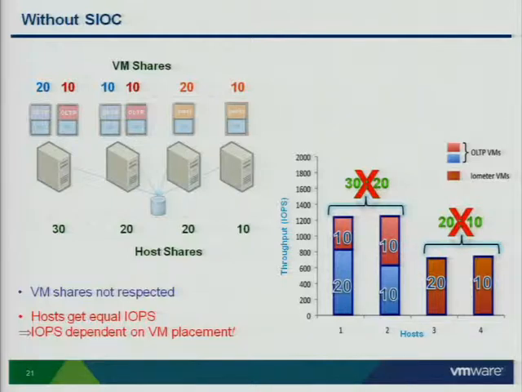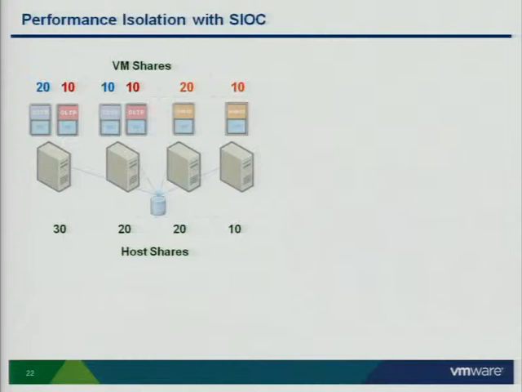But what is clearly missing here is that if you put 10 VMs on one host, all 10 of them would share something, whereas if you run 2 VMs on another host, those 2 would share that same amount of resource. So what happens when we actually run it with SIOC?